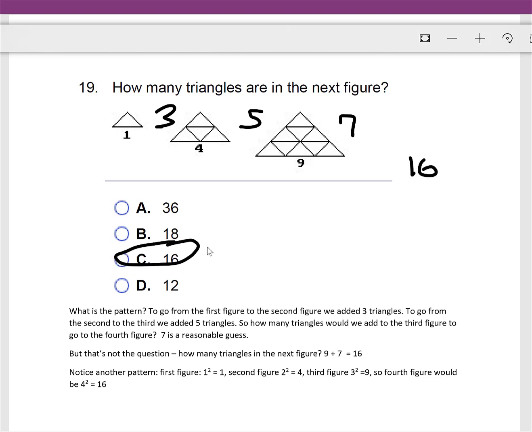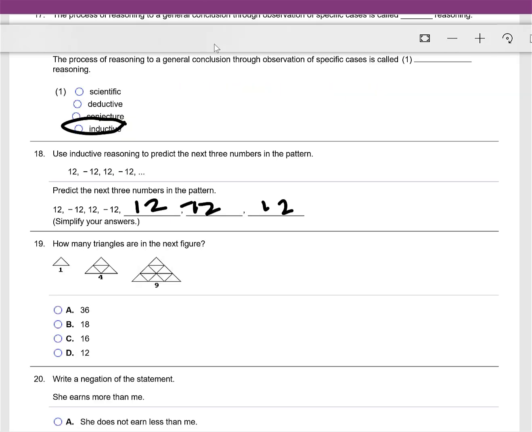The other way to look at this is 1 squared. This is 2 squared. This is 3 squared. So there's another way to look at the pattern, and this is 4 squared. So 2 ways to look at that pattern. Sometimes it's helpful to see more than one pattern in a problem.